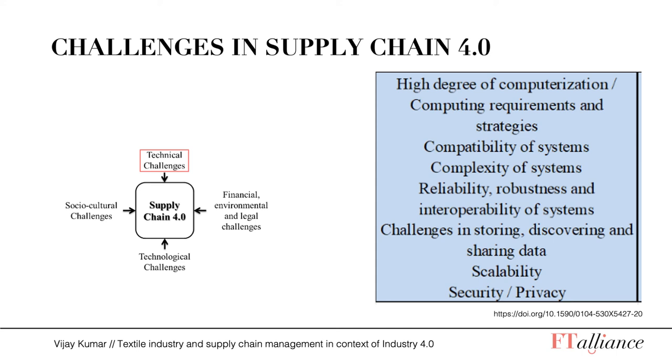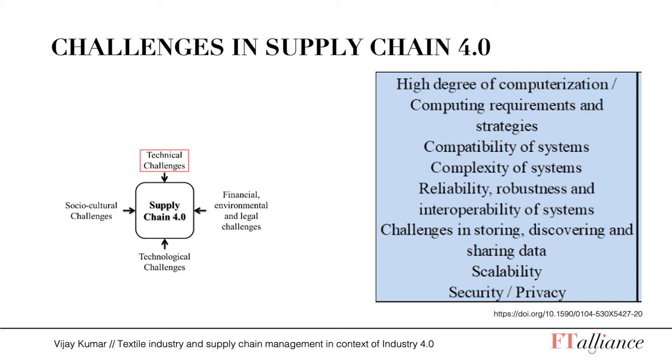So for instance, we can see the technical challenges when we talk about supply chain 4.0. We need a high degree of computerization and computing requirement and strategy. As you see, if all machines have sensors which are streaming data all the time, then we need better computers, or stronger computers, to hold that data. If we don't have that, then the purpose of supply chain 4.0 is not solved. And if we have that, you can imagine we have this high power computing machine required there, of course, then we need to invest in that. But we'll see those challenges in the financial issues.